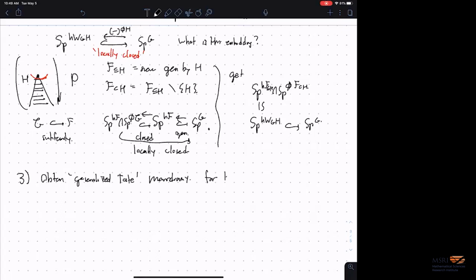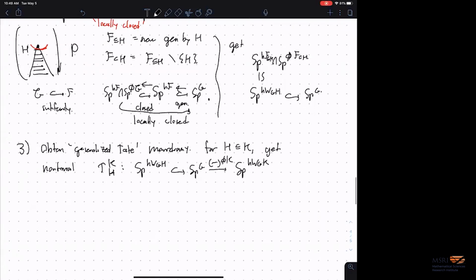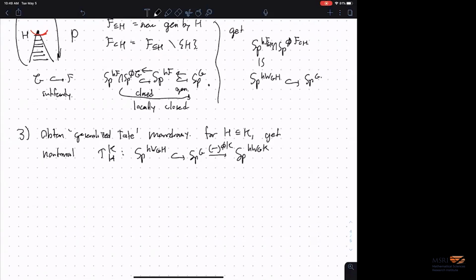For H subconjugate to K, I do get a non-trivial functor, which I'll denote as tau upper K lower H, from WGH Borel equivariant spectra to WGK Borel equivariant spectra, via taking this fully faithful embedding as just described and then taking K geometric fixed points. So that's a definition of this functor. This recovers, for instance, in the CP case, the CP Tate construction.